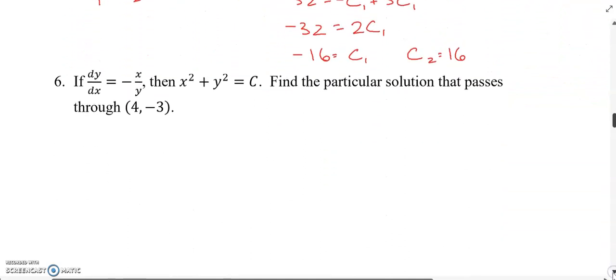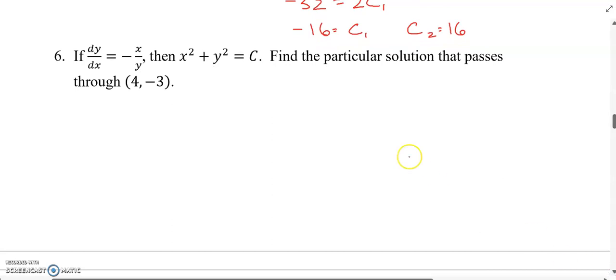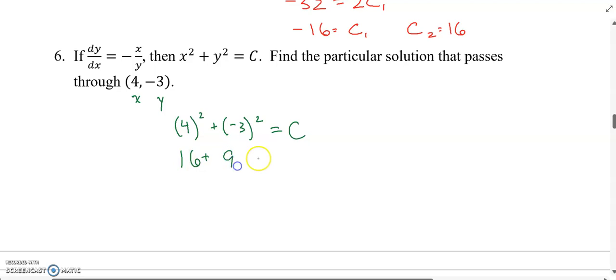Likewise, we can take a look at a solution that not only satisfies this differential equation, but also passes through this point. We will do the same thing, right? We're going to take that x and that y that we're given, and we're going to substitute them into the equation. So the x squared becomes a 4 squared. The y squared becomes a negative 3 squared. Of course, we don't forget the parentheses around the negative 3. And we don't know what c is, but we do know what c is because we know that 16 plus 9 is equal to c, or 25 is equal to c.